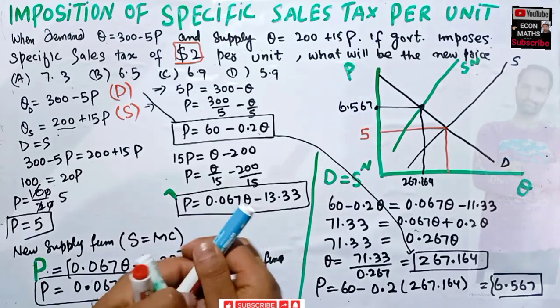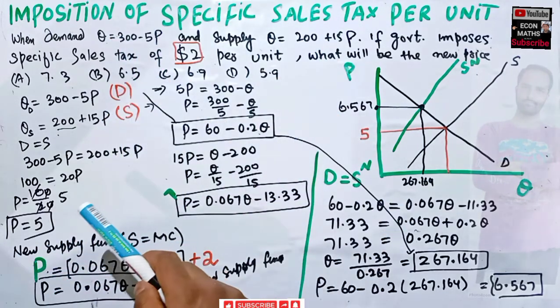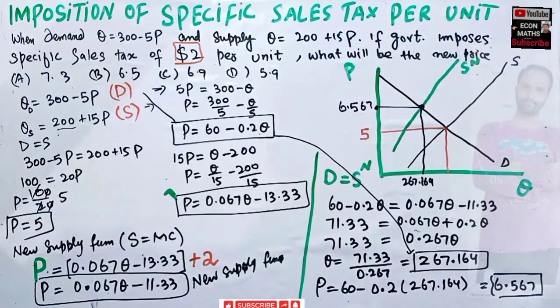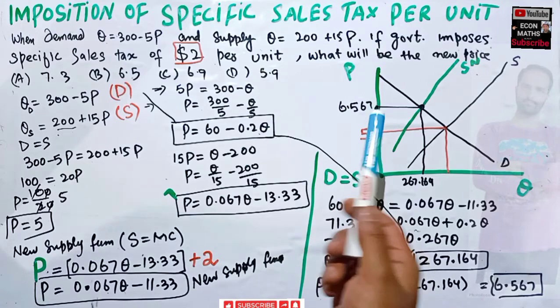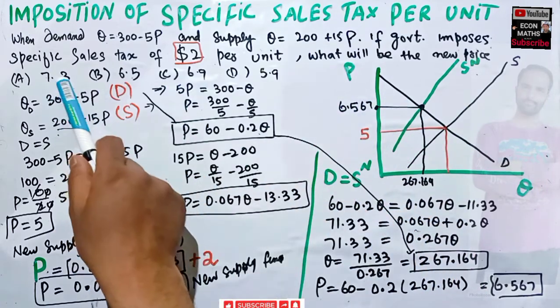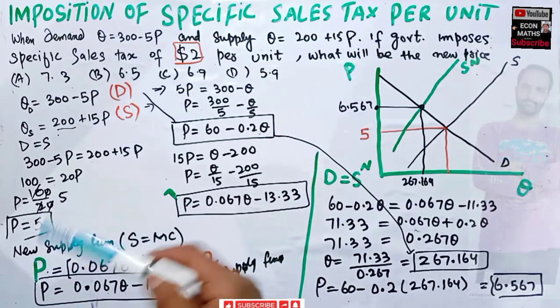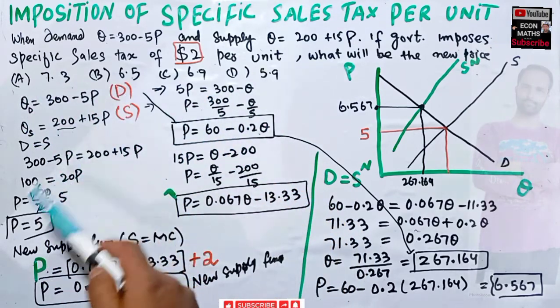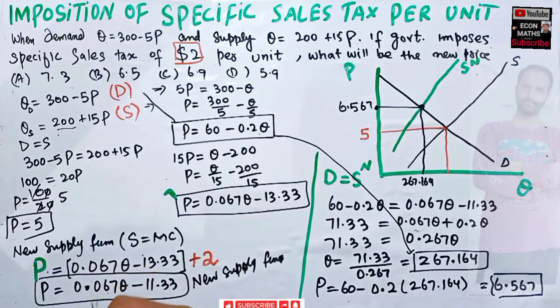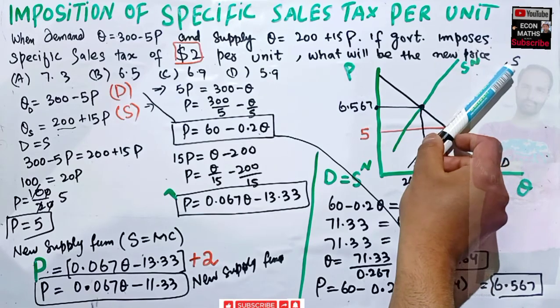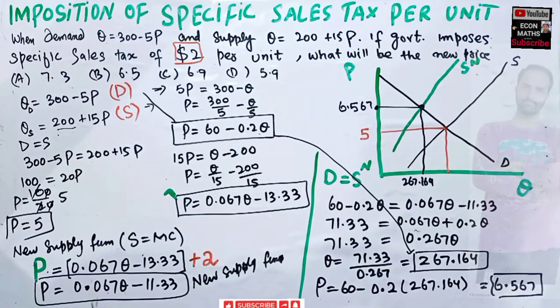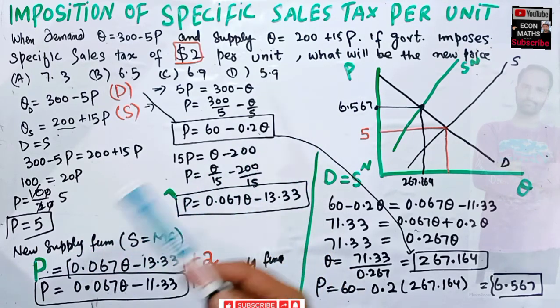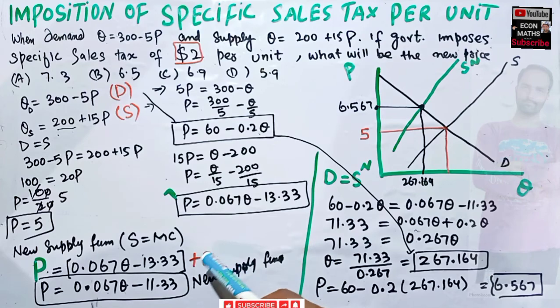So let me repeat it here. We were given the demand and supply functions. We were told if the government imposes a specific sales tax of $2 per unit, what will be the new price? The options were 7.3, 6.5, 6.9, or 5.9. So first we equated the original demand and supply functions. From that we got the equilibrium price is 5. Now what will be our new supply function if the government imposes a $2 specific tax? Simply, if this was our original supply function, it will shift upwards because our marginal cost of production will increase by $2, which is our per unit tax.